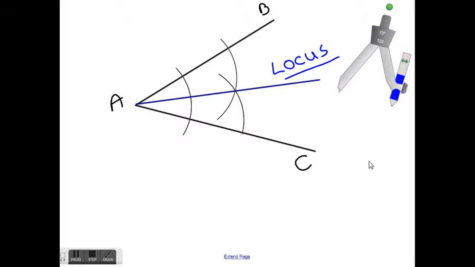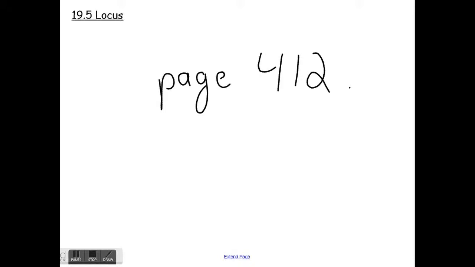Okay? So then, for now, you can open up the book. Yes, you're going to work out of the textbook again. To page, where are we? 412. Can I go downstairs for my worksheets? Okay? And you can work on the Loci.